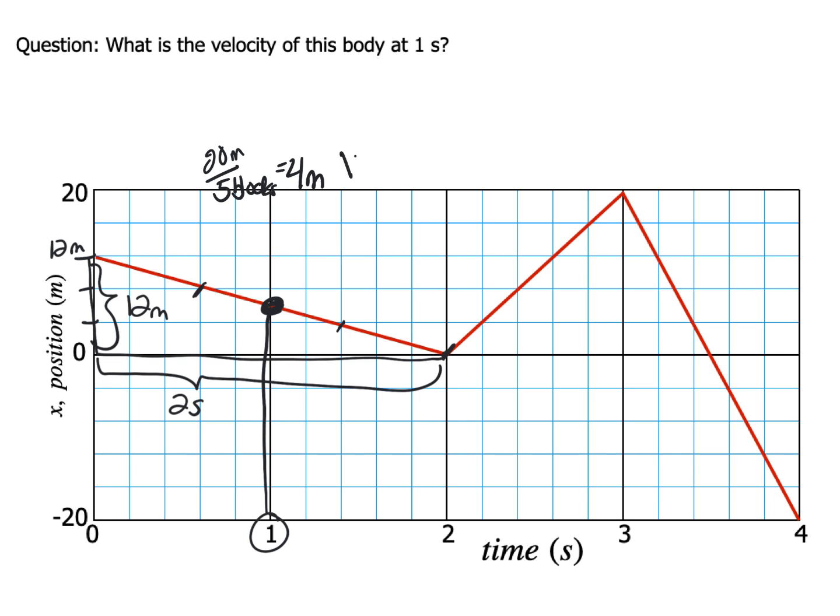So the velocity is equal to rise over run. That's going to be 12 meters in this case, divided by 2 seconds. And that equals 6 meters per second. So velocity at 1 second is 6 meters per second.